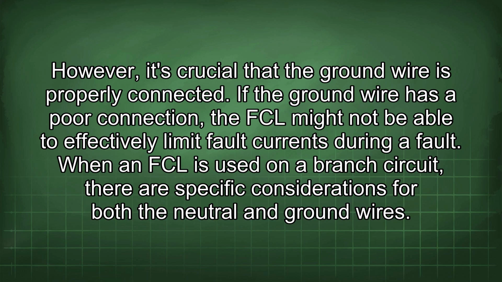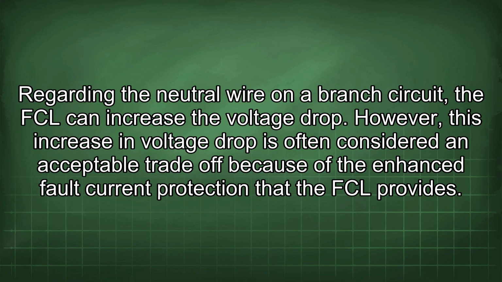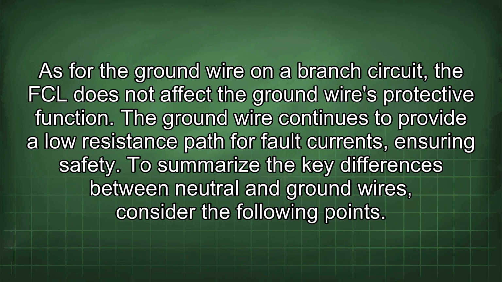When an FCL is used on a branch circuit, there are specific considerations for both the neutral and ground wires. Regarding the neutral wire on a branch circuit, the FCL can increase the voltage drop. However, this increase in voltage drop is often considered an acceptable trade-off because of the enhanced fault current protection that the FCL provides. As for the ground wire on a branch circuit, the FCL does not affect the ground wire's protective function. The ground wire continues to provide a low resistance path for fault currents, ensuring safety.